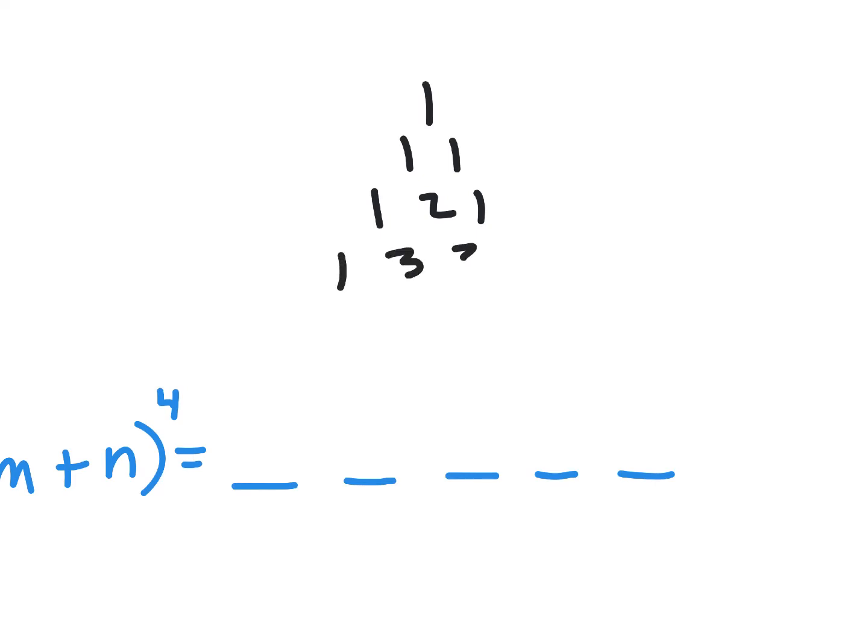1, 3, 3, 1. 1, 4, 6, 4, 1. Ooh, that's the one I need. It's got 5 numbers. I need 5 numbers. 1, 4, 6, 4, 1. See how I got that?